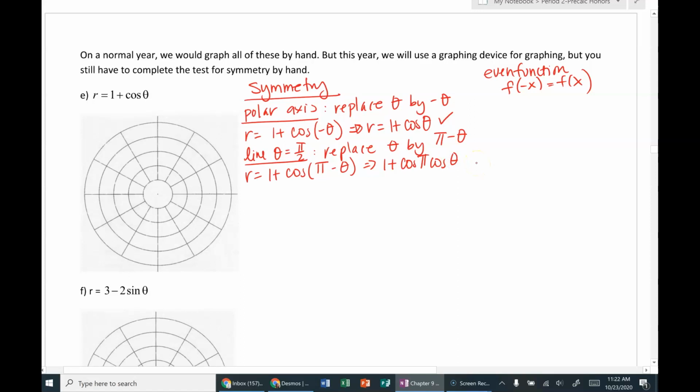And why don't you fill up the rest, and then that way you can come back and check with me to see what happens.